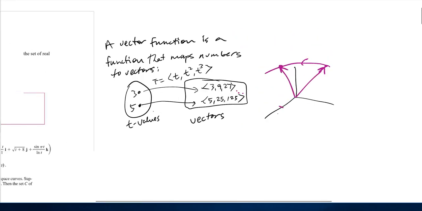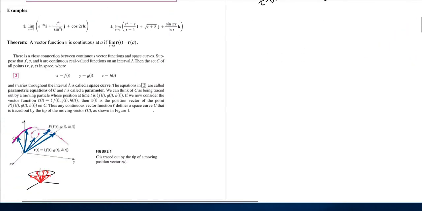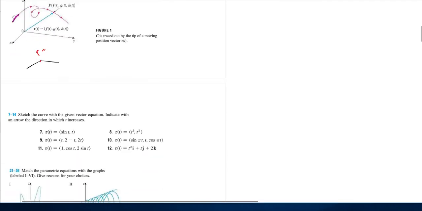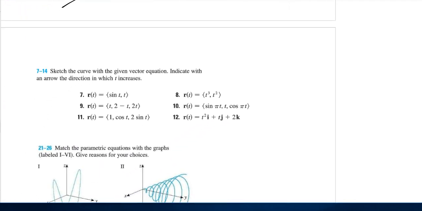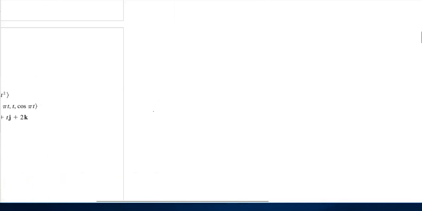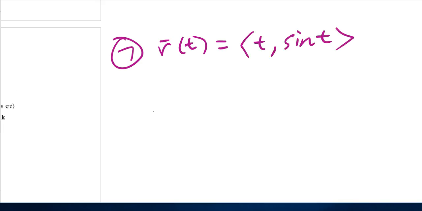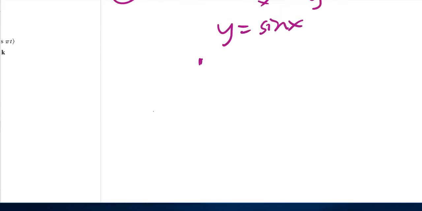Okay, so let's go look at examples of this. Let's see what we got here. Sketch the curve with the given vector equation. Let's see, I think 7 might be good. So 7 says r of t is t, sine t. It's an easy way to do this. If you look, this is x and this is y, so y equals sine of x. This is your good old friend y equals sine x from trig. So you just draw that curve.